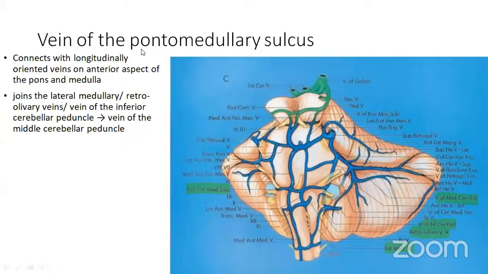Similarly, we have the vein of the pontomedullary sulcus. It connects with longitudinally oriented veins on the anterior aspect of the pons and the medulla. It joins the lateral medullary or the retro-olivary veins of the inferior cerebellar peduncle and drains into the vein of the middle cerebellar peduncle.